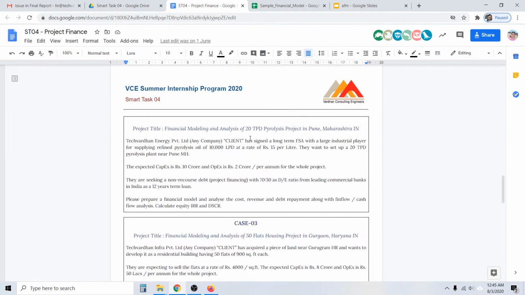In the second case, the revenue model is also not so difficult: 15 rupees per liter, 10,000 liters per day of the oil. So 10,000 multiplied by 15 is the revenue per day, multiplied by 300 days of operations, or 325 days of operations, right? So total revenue is 10,000 multiplied by 15 multiplied by 325 days of operation. Simple, not so difficult.